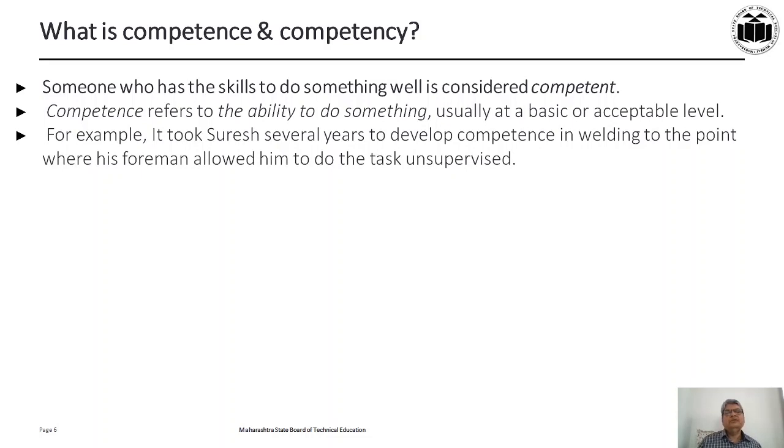For example, it took Suresh several years to develop competence in welding to the point where his foreman allowed him to do the task unsupervised. So Suresh is basically a welder. He has the knowledge of welding, and after practicing for several years, he developed that level of competence, or he became competent, so that now his supervisor does not supervise his job frequently. He can only explain the job and leave it to Suresh to do.